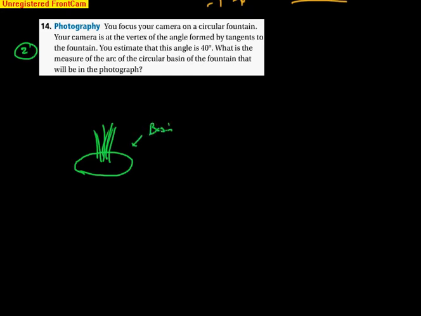So your camera is right here. This is the camera taking the picture. And it says that the camera is at the vertex of an angle formed by the two tangents to the fountain. So if we draw these two tangents, this is the picture. Okay? And the question is, what is that arc right here? Call it x. And they give you this angle. This angle right here is 40 degrees. That's the question. Okay? Alright, well, how do we solve this problem?